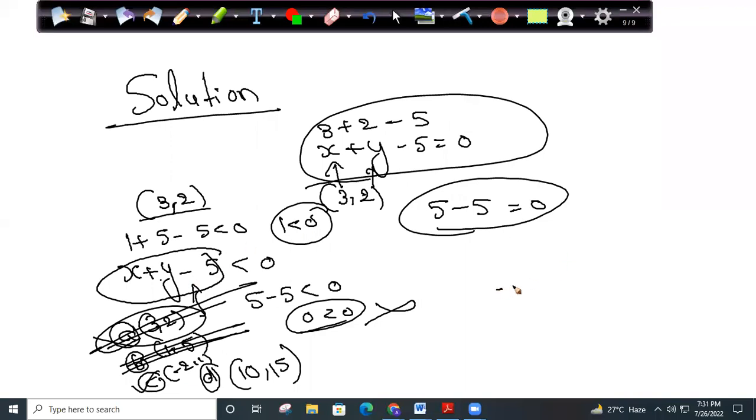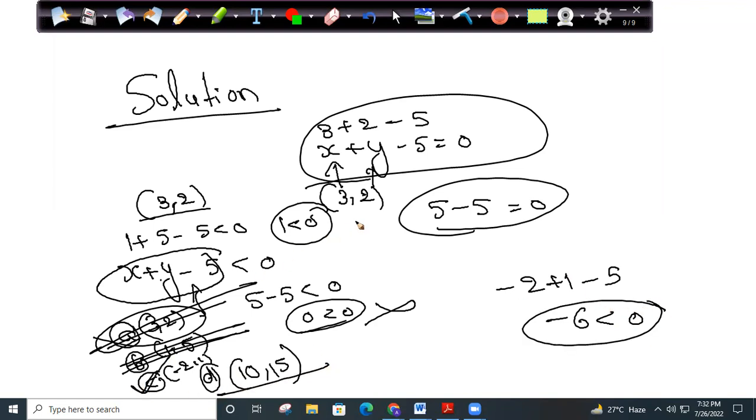Now put (-2, 1): minus 2 plus 1 minus 5 is minus 6, which is less than 0. Yes, it is satisfying. So C for Chennai is the answer. If you want to plug in even D, that will not satisfy. You'll get 20 is less than 0, which is meaningless. The only option that is satisfying is C. So C for Chennai should be my answer. Okay, perfect. So that is when one inequality is given.